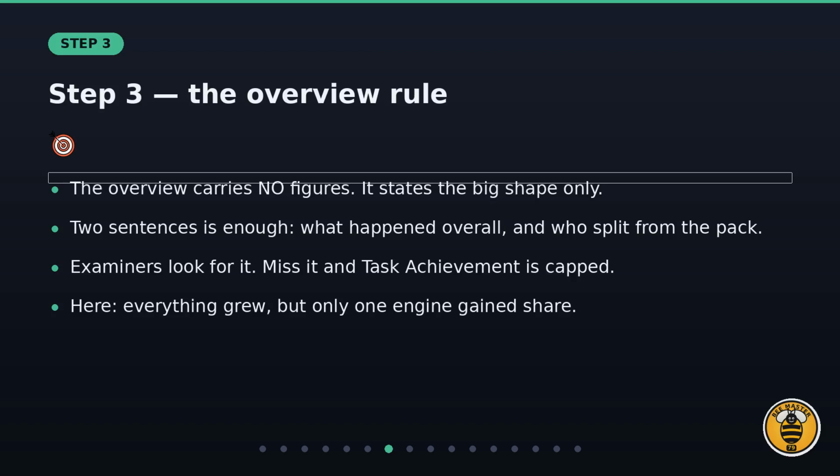Step 3. The overview. This is the paragraph examiners hunt for, and it carries no figures at all. Its job is shape, not detail. 2 sentences is plenty. What happened overall, and who broke away from the pack. Here, everything grew, but only one engine gained share. If you leave the overview out, your task achievement score is capped no matter how good the rest is.